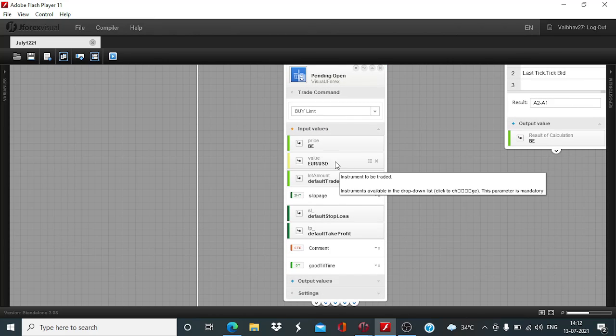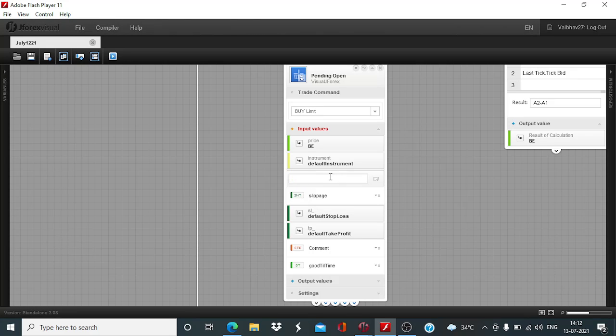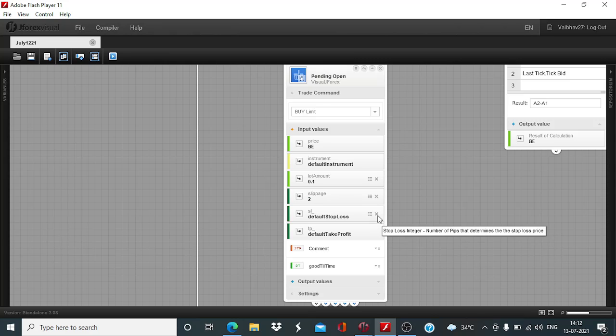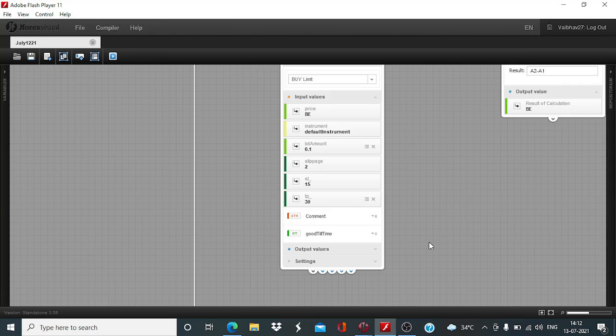Default instrument will remain as it is. Default trade amount, I will change it to 0.1 million. Slippage is going to be 2 pips. Stop loss, we will go with a combination of 15 and 30. Stop loss will be 15 pips and take profit is going to be 30 pips. Comment, we will leave it blank.